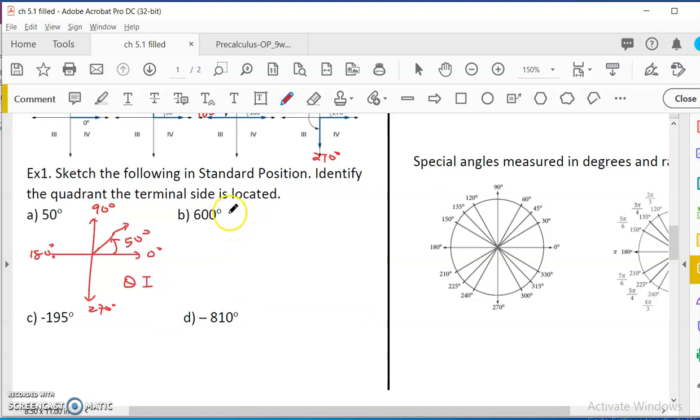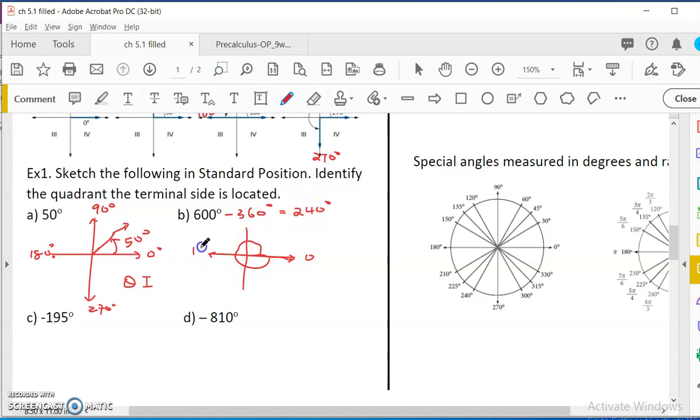600 is more than 360. So how do I go about it? I must have done one complete revolution. So I would just imagine myself doing one complete revolution. So 600 minus 360 is 240. So you imagine yourself doing this. This is the initial 0, and I would just do positive. Positive is counterclockwise. So go back here. Now I'm going to do the second revolution of 240.